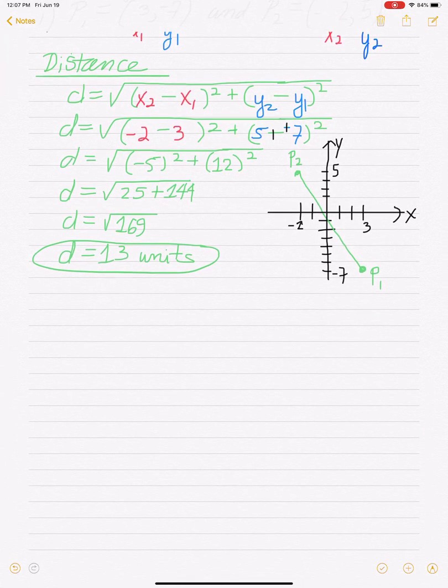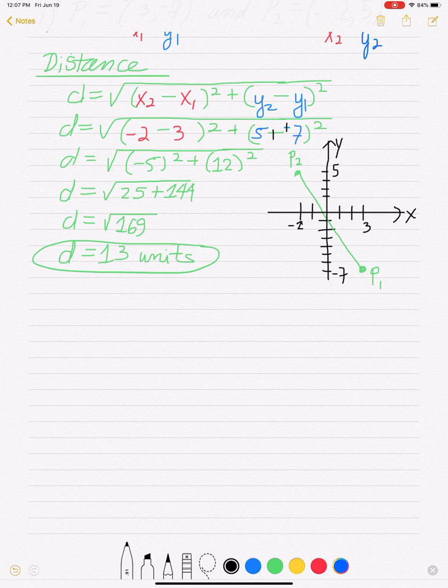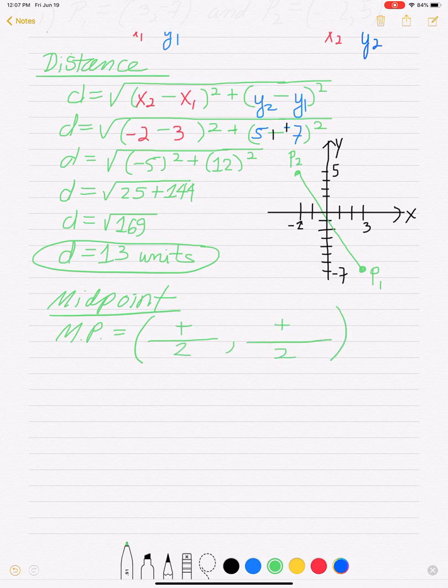Let's find the midpoint. It'll be part B, finding the midpoint. All right, so the midpoint, I'm going to write MP, parentheses, blank plus blank over 2, comma, blank plus blank over 2. That's what a template looks like. Of course, we're going to put x1 plus x2 in the first pair of blanks. In the second pair of blanks, we're going to put y1 plus y2.